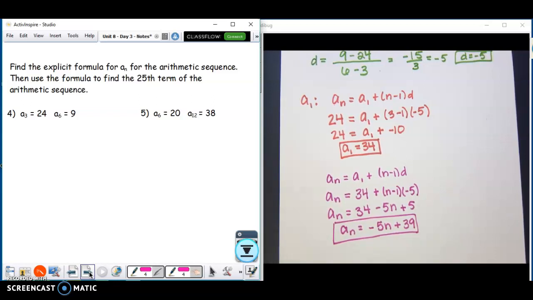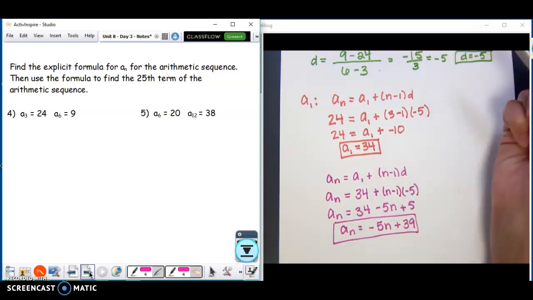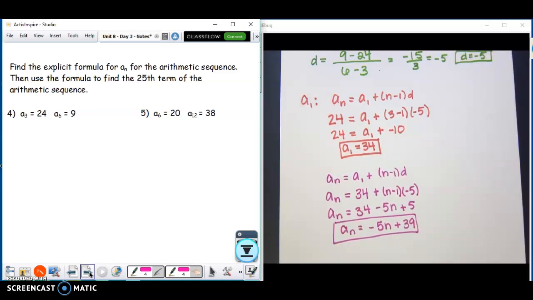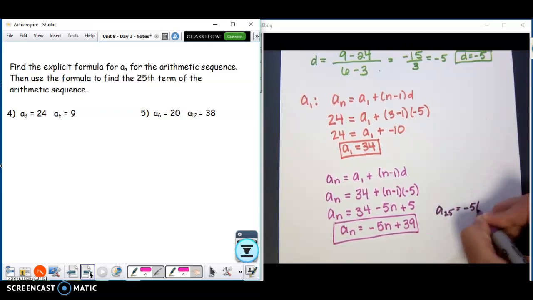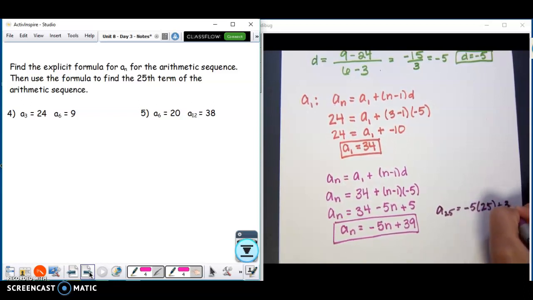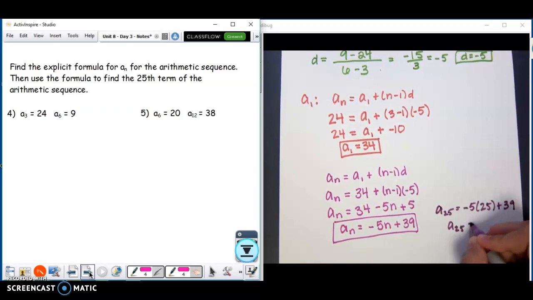If you wanted to check your work, if you want to check if your steps were right, you could now plug in maybe 6 and see if that gives you 9, because that was what your a sub 6 is. Okay, but they still want us to find the 25th term. So to do a sub 25, you're just going to plug in 25 for n. And if you do that, it should give you negative 86.